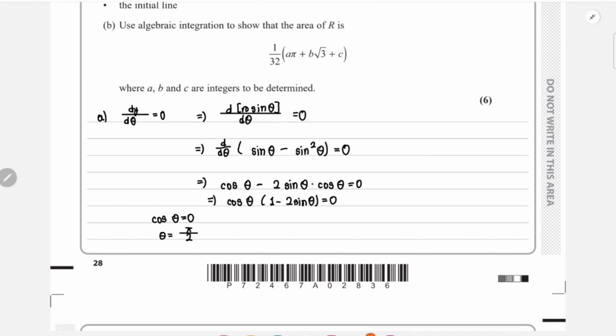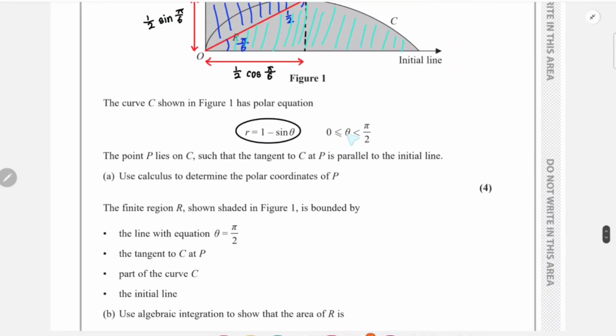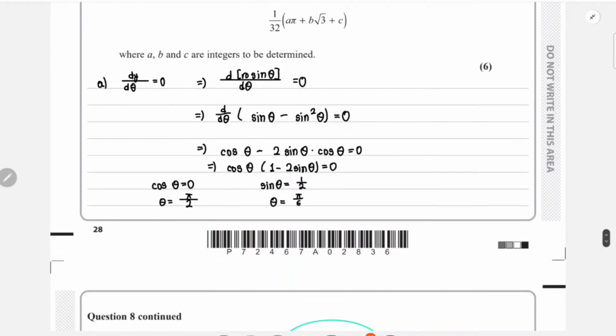For cos theta, you'll get pi by 2, and for sin theta equals half, you'll get theta pi by 6. Now you can see that the range of theta is 0 to pi by 2, but pi by 2 is not inclusive. 0 is inclusive, but pi by 2 is not. So if we have theta equals pi by 2, it won't be a valid solution, so we'll cross that out.